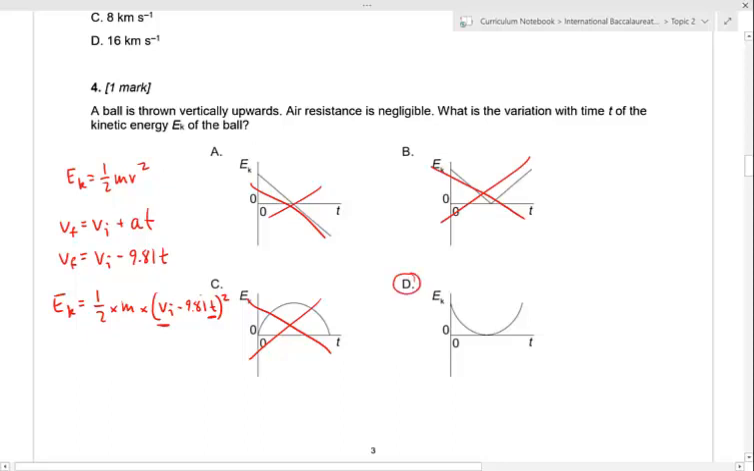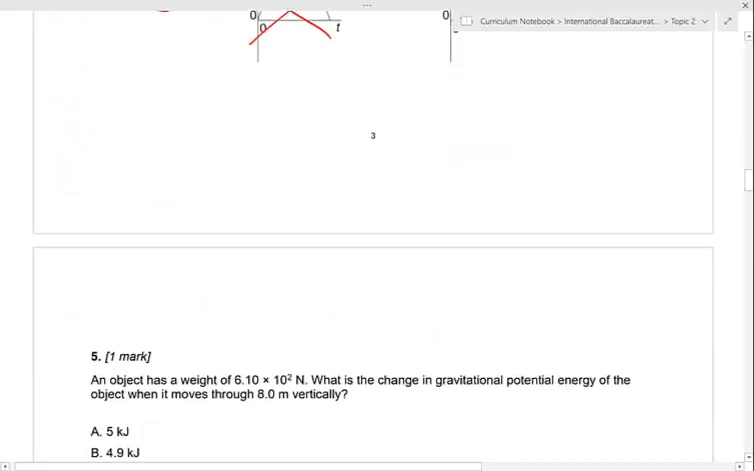So as time progresses here, this bit here is going to become smaller and smaller. It's going to slow down. It's going to reach 0. And then it's going to become bigger and bigger, but negative. But because we're squaring it, it's going to end up being positive. So it's going to go down and have 0 kinetic energy at the top, and then head back up. Okay, so D is the answer.